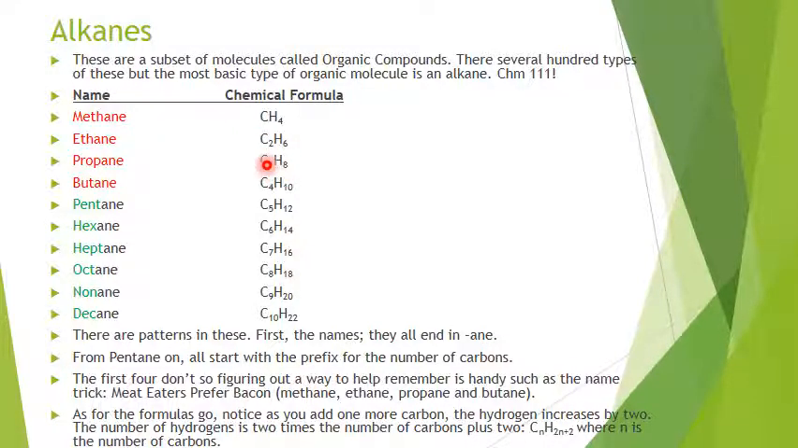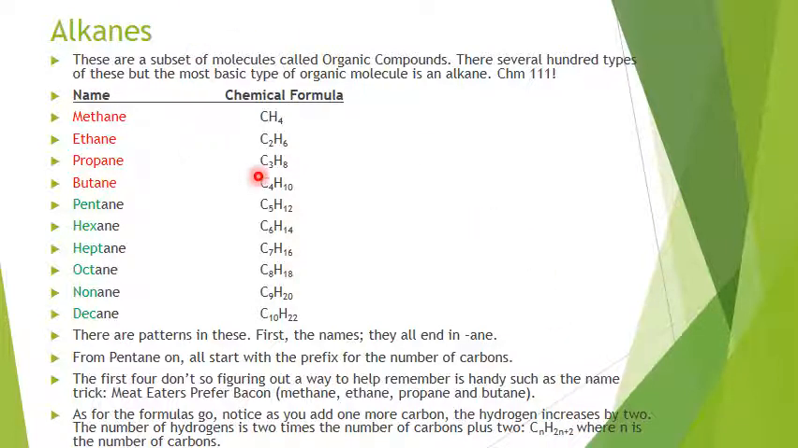Okay, if you notice, if you start out with methane, you can get the rest, because every time you add 1 carbon, you add 2 hydrogens. Now there's a little formula for that. You don't have to know it if you just follow this pattern. You can just write them out. For every carbon, there's twice as many hydrogens plus 2.